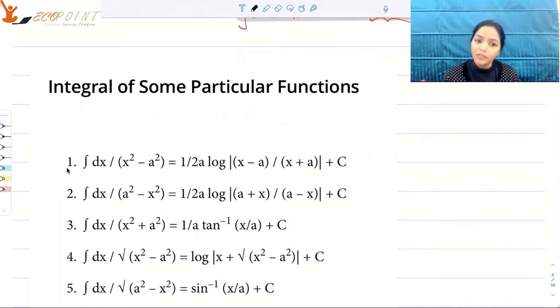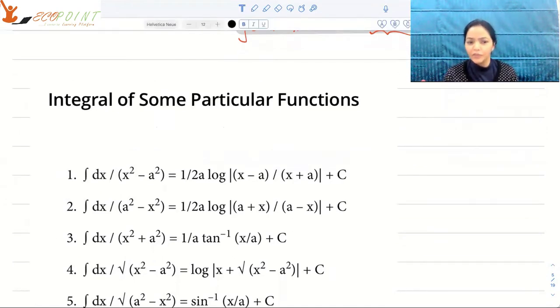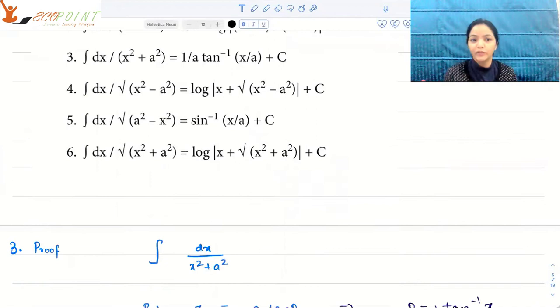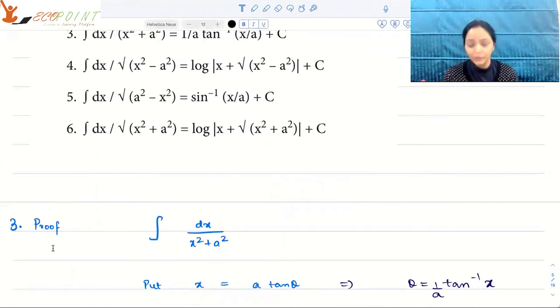If you want to integrate 1 upon a square minus x square, it would turn into 1 upon 2a log of modulus a plus x upon a minus x, and so on and so forth. I'll be solving each one of them in other videos. These are some special cases.